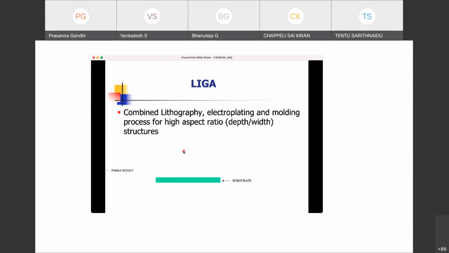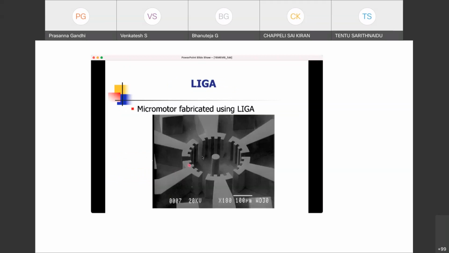Then this is a lithography and electroplating combined process with molding, to get high aspect ratio, called the LIGA process. So you can get very high aspect ratio components by this LIGA process. You use this now as a mold and then create molded components. This LIGA process is very nicely being carried out at RRCAT Indore. One of our students is there. He is working in this domain to create very high aspect ratio comb drives and this kind of motor structures.